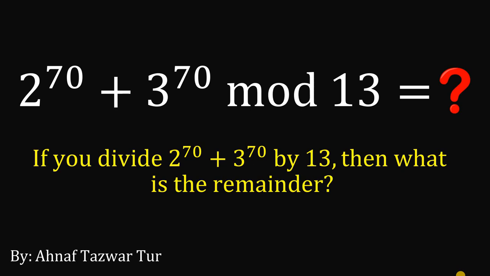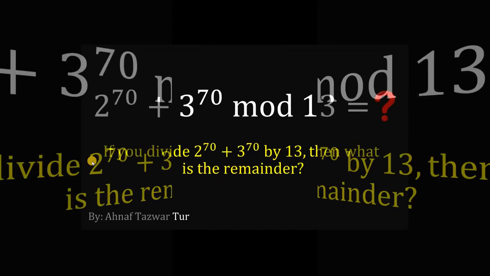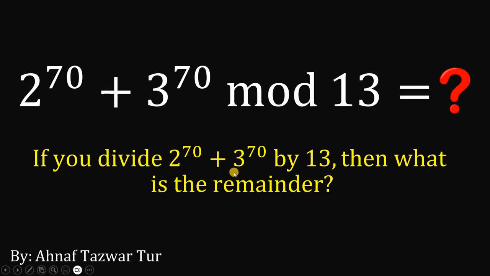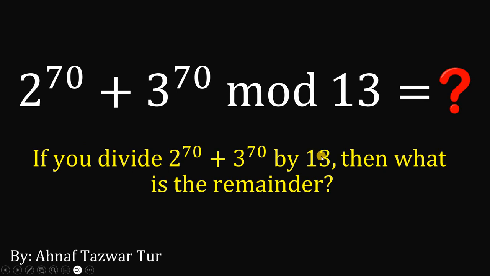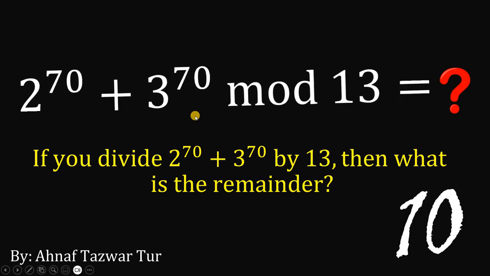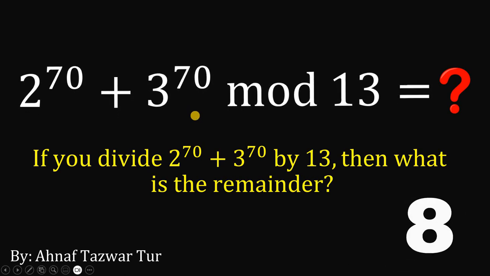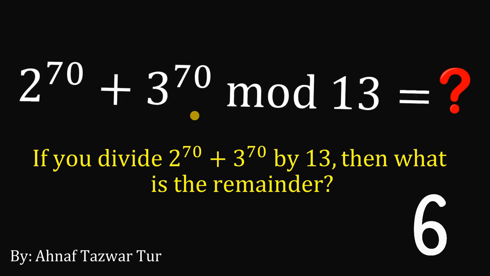For today's video, we will answer a math challenge given by one of our followers. And the question goes like this. If you divide 2 raised to 70 plus 3 raised to 70 by 13, then what is the remainder? Now, in notation, it looks something like: what is the value of 2 raised to 70 plus 3 raised to 70 mod 13? Now, you can pause this video if you want to give this problem a try.